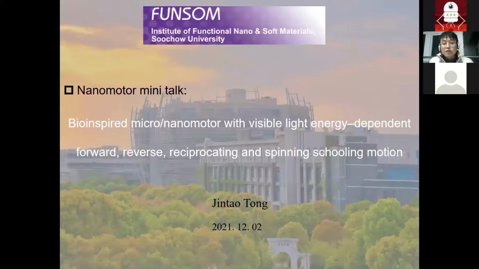This is about the light-driven micromotor, specifically a bioinspired micro/nanomotor with visible light energy-dependent forward, reverse, reciprocating, and spinning motion. First, let's talk about the background.